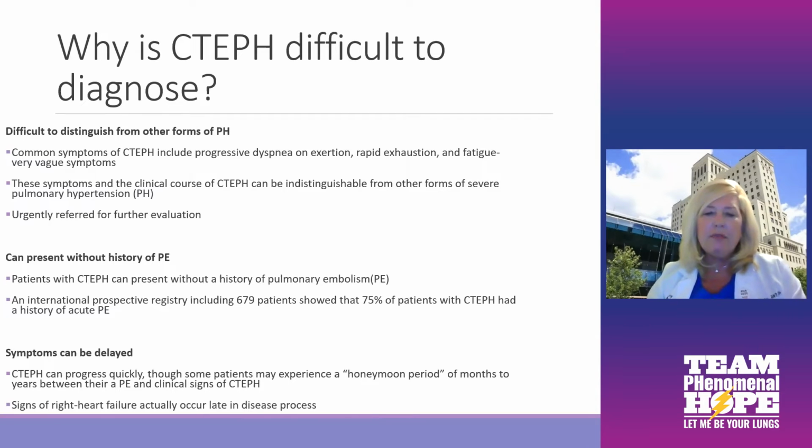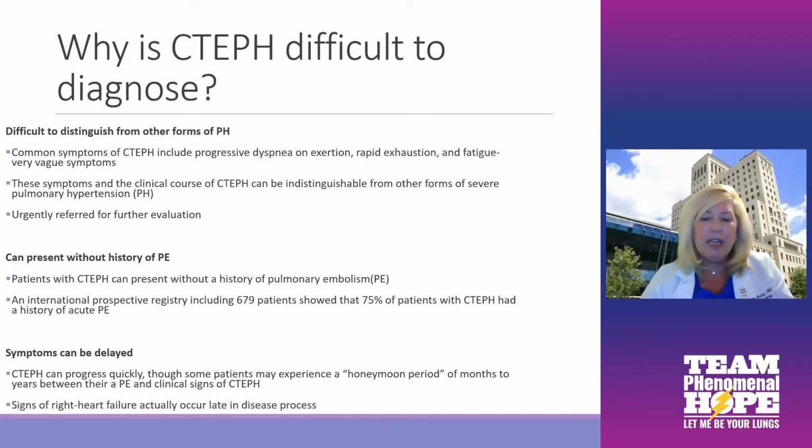So there's a lot of imaging studies that need to be done. Again, we talked about this. Why is it difficult to diagnose? Because some patients don't have that red flag history of having a pulmonary embolus. In fact, as we talked about, 25% of patients do not have a previous pulmonary embolus. And symptoms can certainly be delayed.